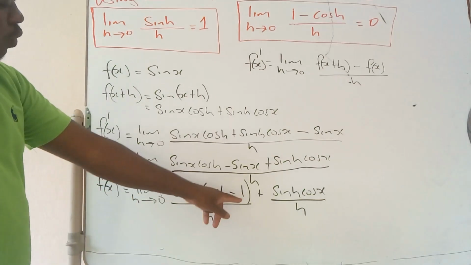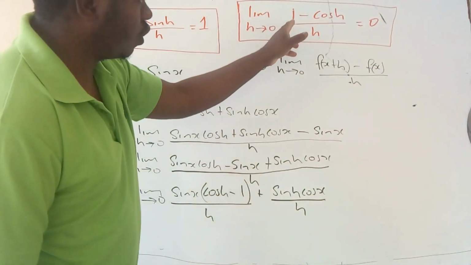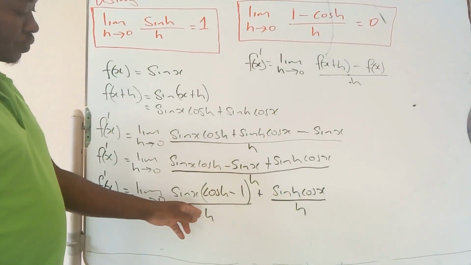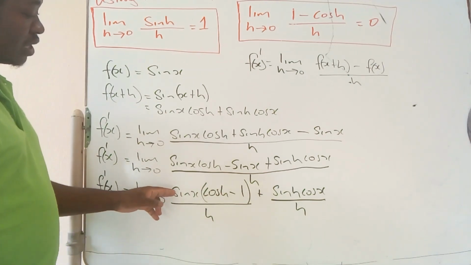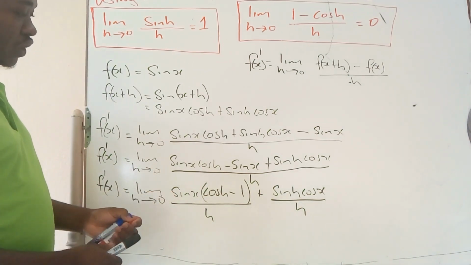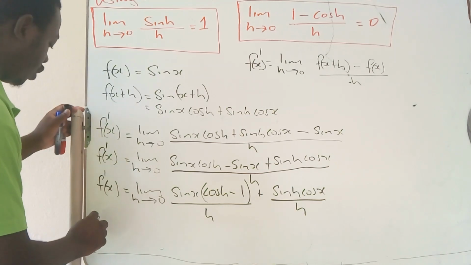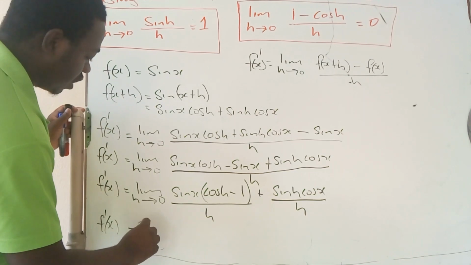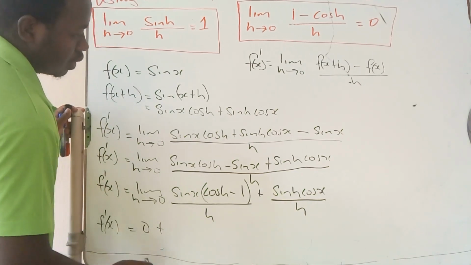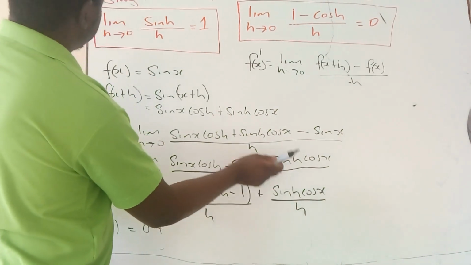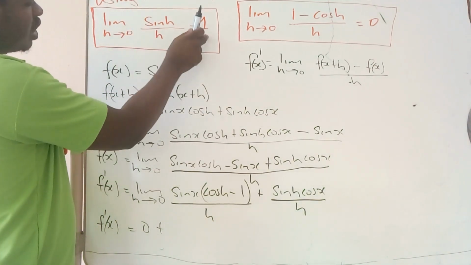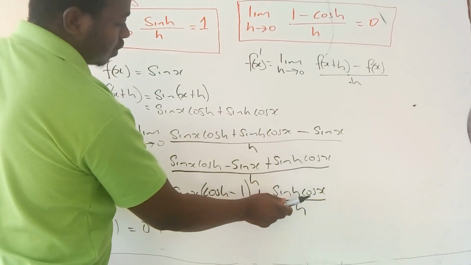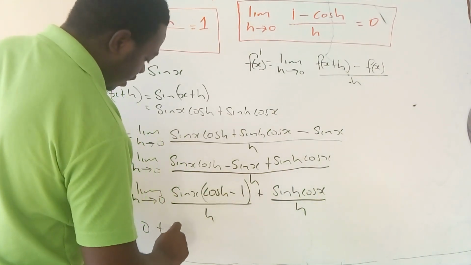Cos h minus 1 over h is actually 0, which is this rule here. So all of this is 0. So 0 times sin x, all of that is just 0, right? So we know that the derivative of f of x is equal to 0 plus sin h over h. We know sin h over h is just 1, times cos x, that's just cos x.